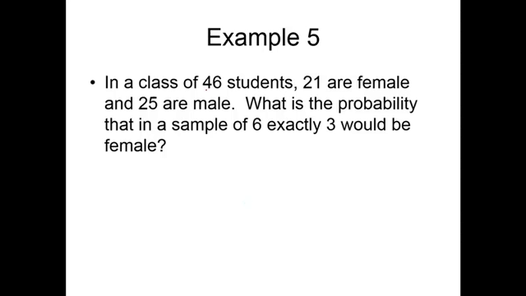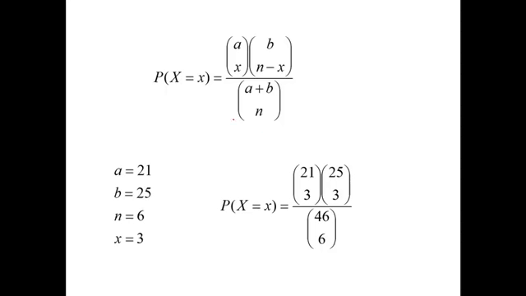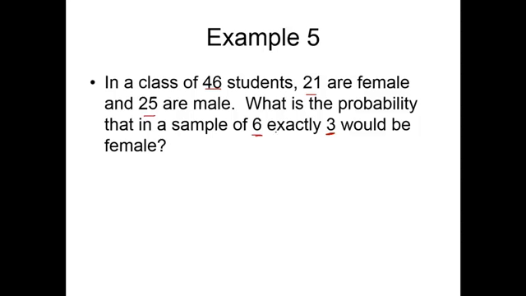Okay, example 5. In a class of 46 students, 21 are female, 25 are male. What is the probability that in a sample of 6, exactly 3 would be female? Well, this is a hypergeometric problem, which, recall, has successes and failures. What determines success? Success is determined by what probability you're asking for. If you're asking for the probability of female, then female is your success.